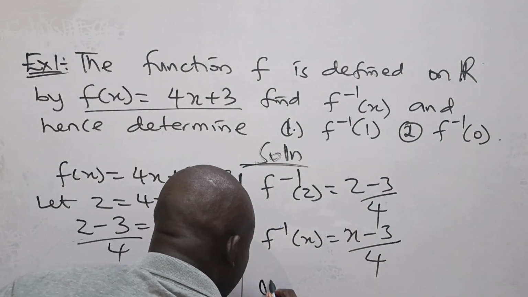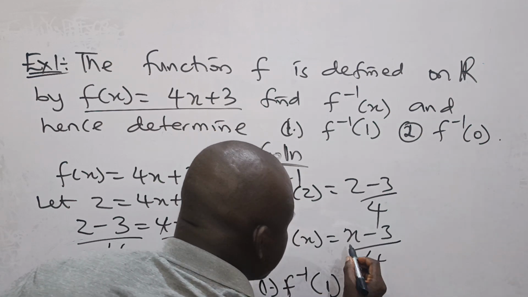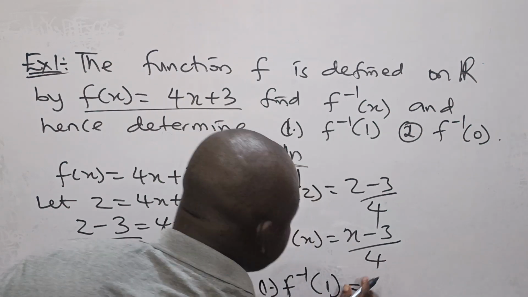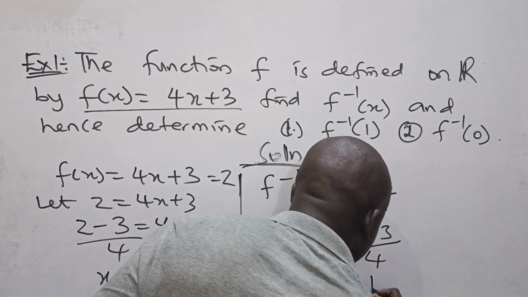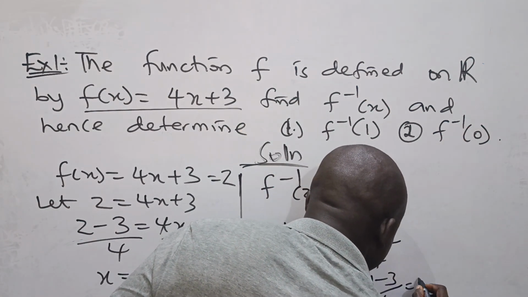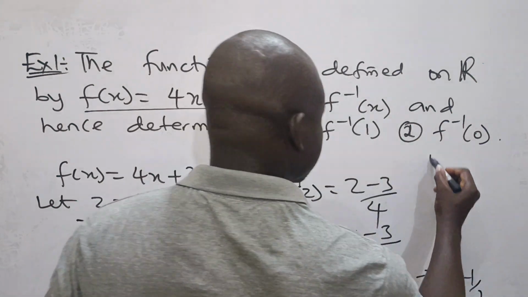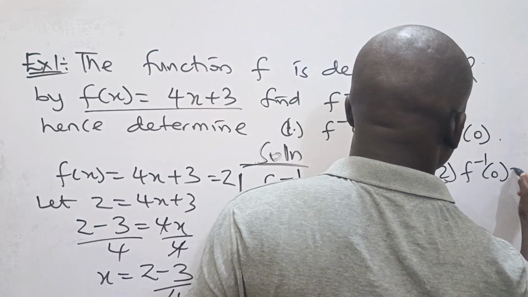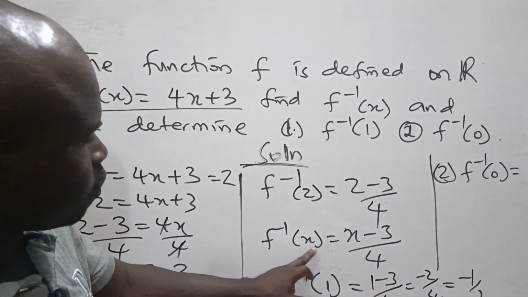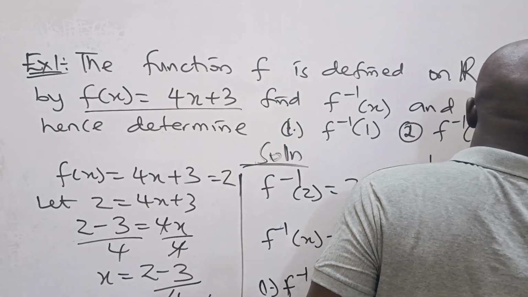Then the first question, we have to find f inverse of 1. F inverse of 1 will be 1 minus 3 all over 4, and that will be minus 2 over 4, that's minus half. Then the second one, we have to find f inverse of 0. F inverse of 0 will be 0 minus 3, that will be minus 3 all over 4.